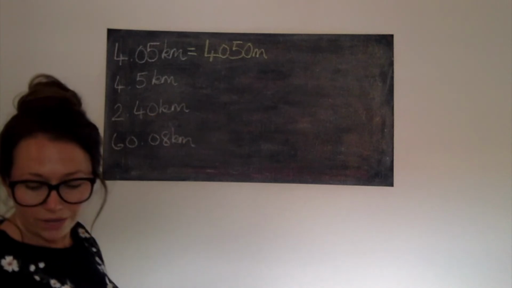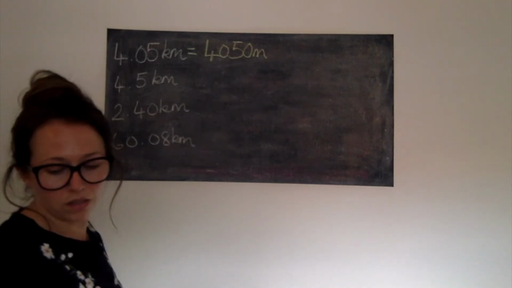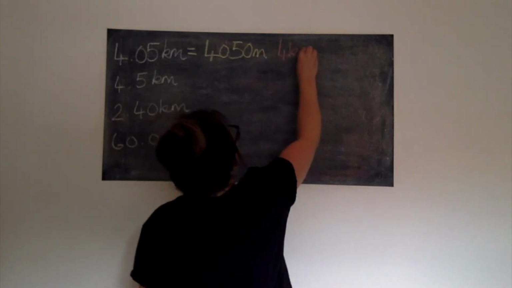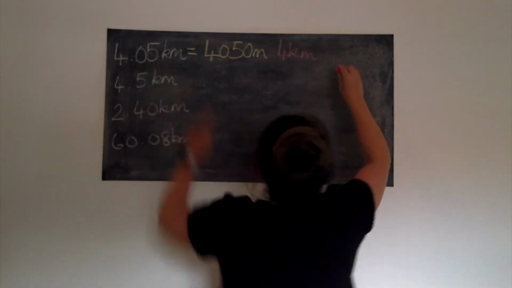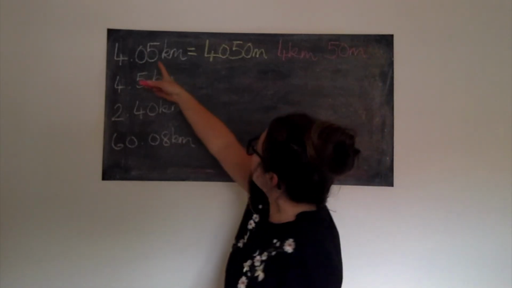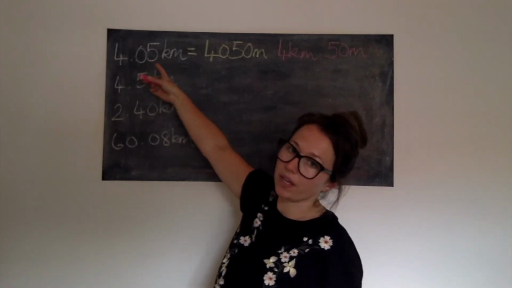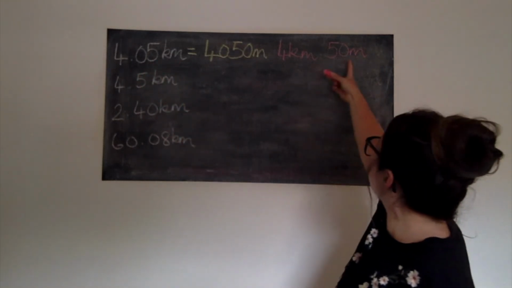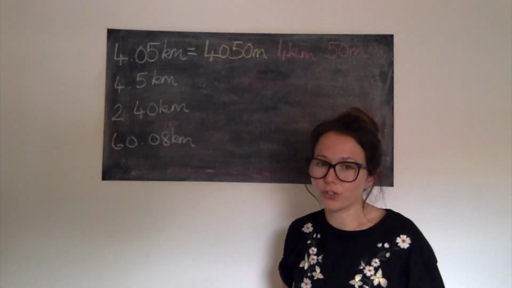Now if I was to write this as kilometres and metres, it would give us 4 kilometres and 50 metres. Now be careful, it's not 5 metres, even though we can only see 5 here, because this is 5 hundredths of a kilometre, remember, which is 50 metres. So I know that's quite tricky.